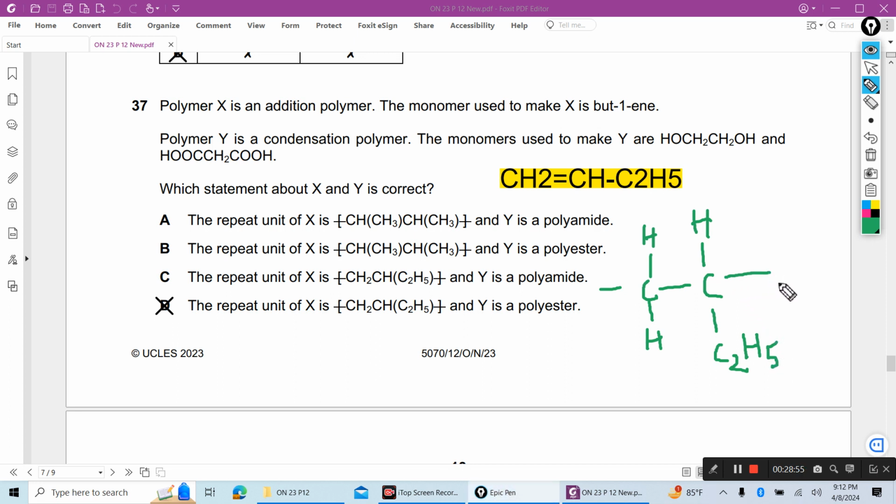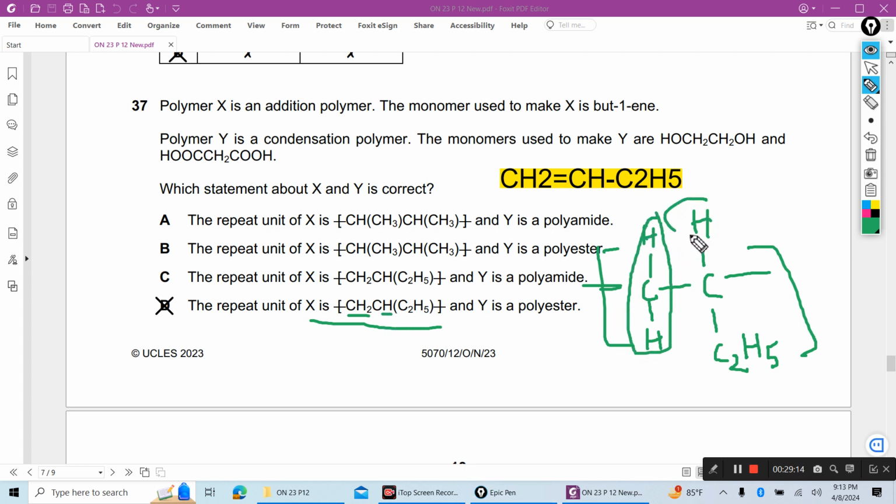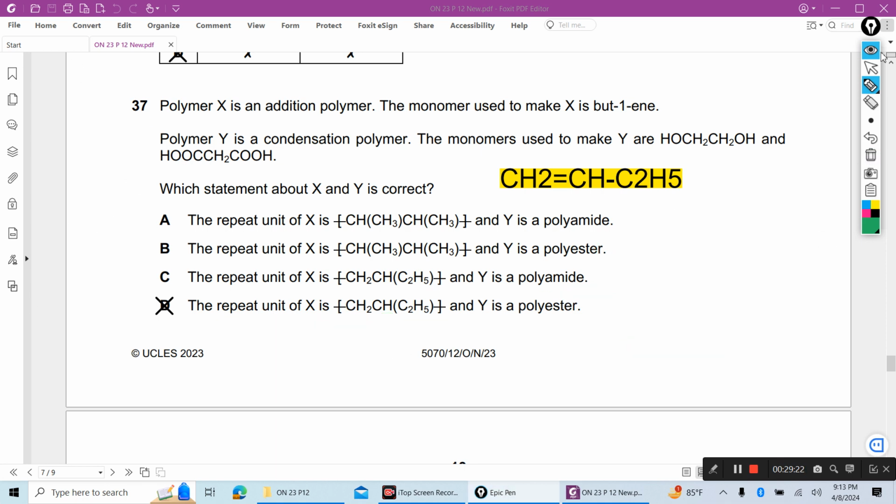So this polymer, this answer is shown in D. X is CH2, and the right carbon contains CH, H, and C2H5, with 2 bonds open on both sides. This is the correct answer.